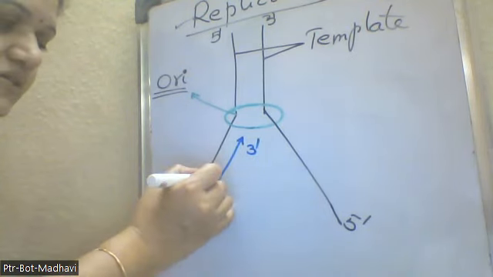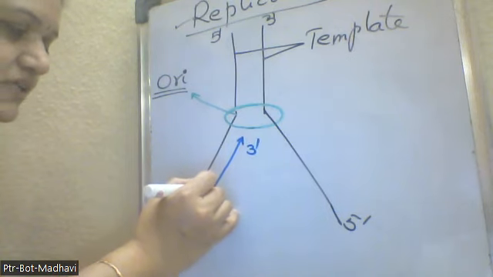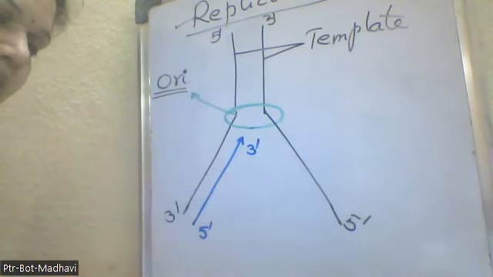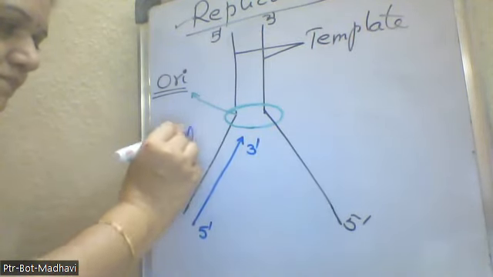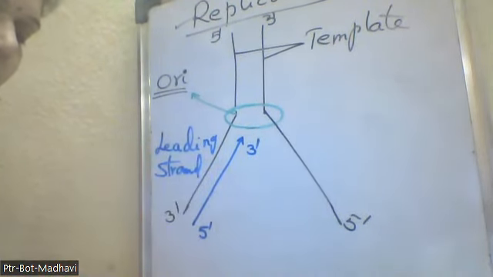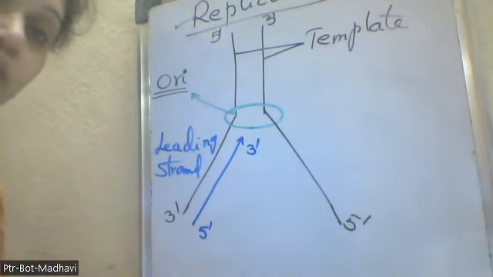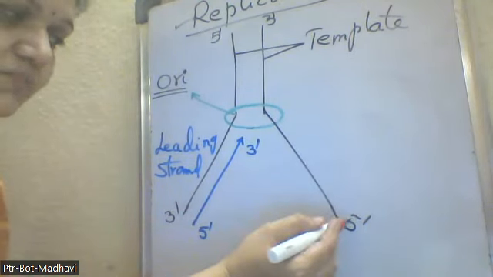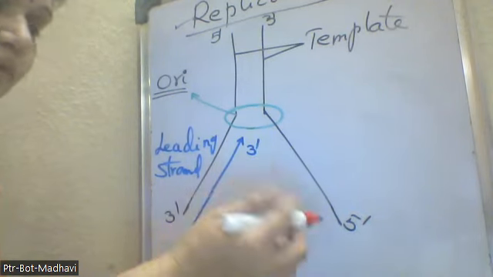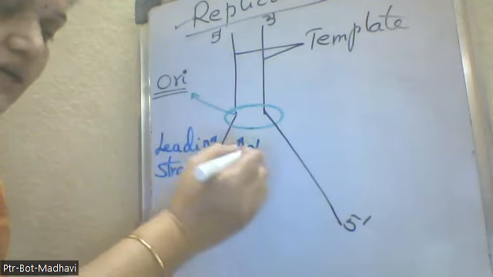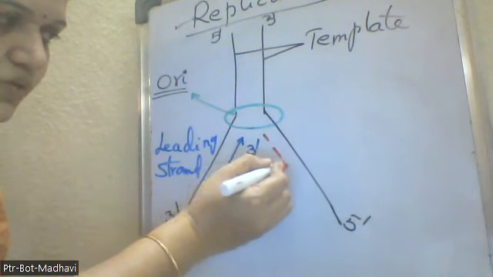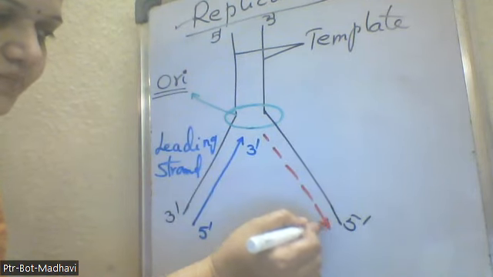So this strand is called the leading strand. And on the other hand, the other strand, which is going from the open end, is the 5 prime to 3 prime direction. This strand will be producing a new DNA strand in the 5 prime to 3 prime direction. That means from here to this side, the open end.